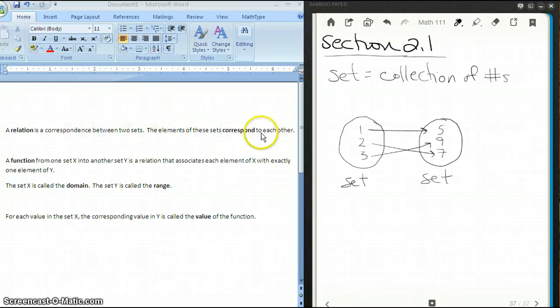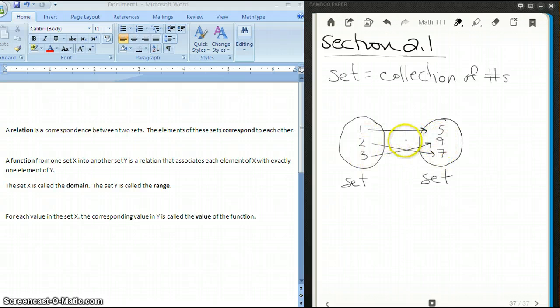We say that these numbers inside of these sets are elements of the set. So 1, 2, and 3 are elements of this first set. 5, 9, and 7 are elements of the second set. Somehow these two sets are related to each other. They correspond to each other. The elements of one correspond to an element in another: 1 corresponds to 5, 2 corresponds to 7, and 3 corresponds to 9. So when we have this kind of relation, we say that the elements correspond to each other or that they depend upon each other.